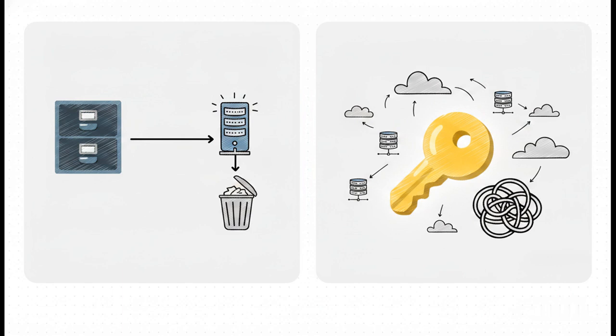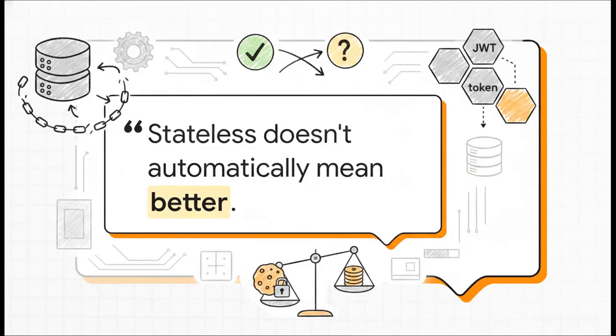On the other hand, stateless JWTs trade that database hit for cryptographic verification. That allows for brilliant independent scaling across microservices since servers don't share memory. But it introduces really complex challenges, like trying to revoke a token before it expires, plus managing all the key rotation. To quote the source material directly here, stateless doesn't automatically mean better. It simply means the architecture handles authentication differently.